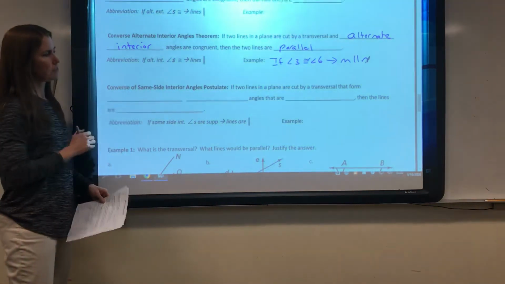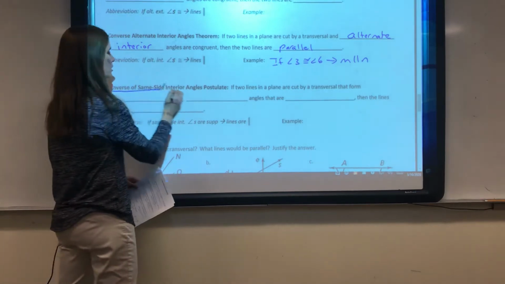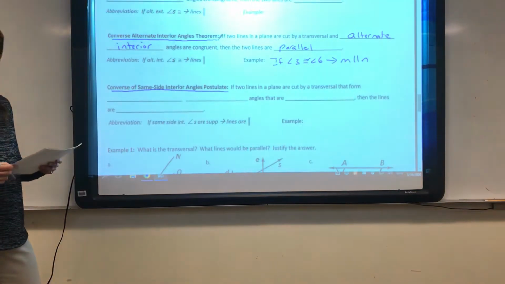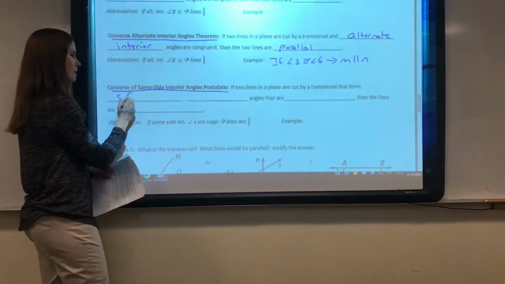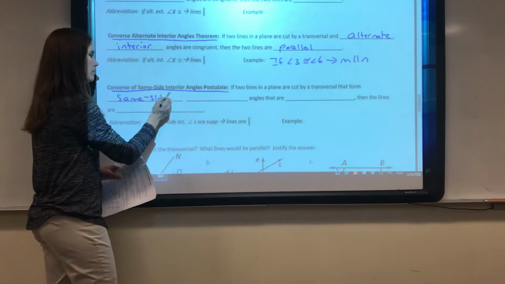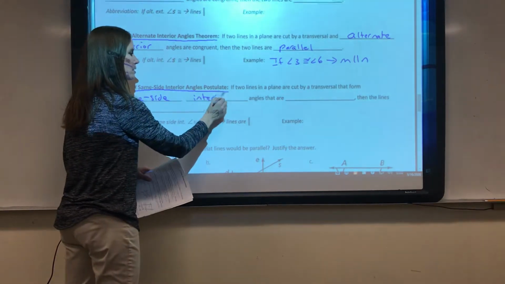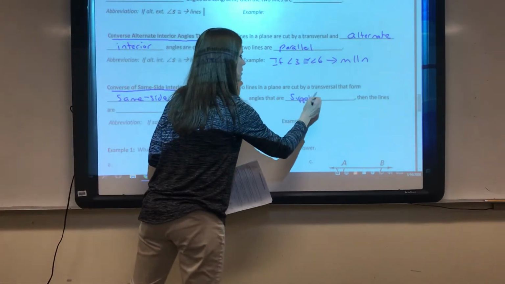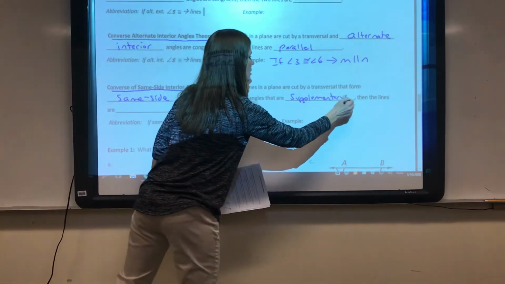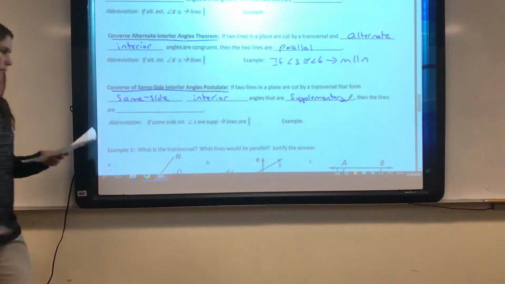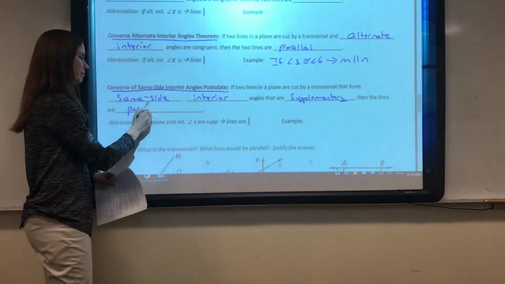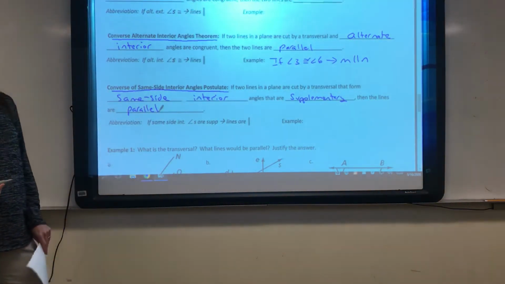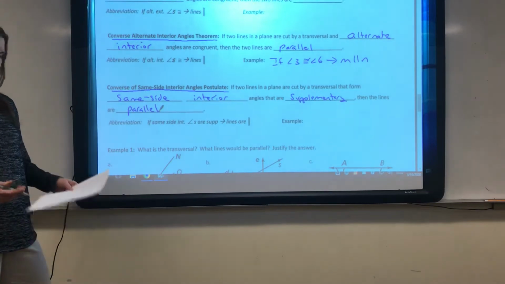Then the converse of the same side interior angles postulate. If two lines in a plane are cut by a transversal that form same side interior angles that are supplementary, then the lines are parallel. Okay? The abbreviation of that is if same side interior angles are supplementary, then the lines are parallel.